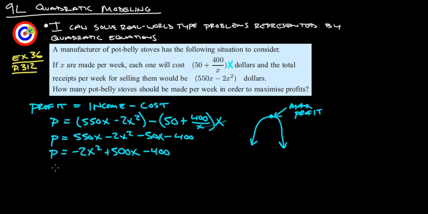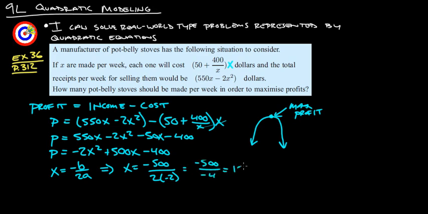Of course, that just happens to be the vertex of this function. So we'll use our little x equals negative b over 2a to find our vertex. In this case, we get x equals negative 500 all over 2 times a, which is negative 2. So that's negative 500 over negative 4, which gives us 125. That means we need to produce 125 of these stoves in order to maximize profit.